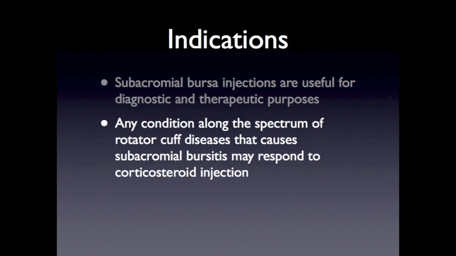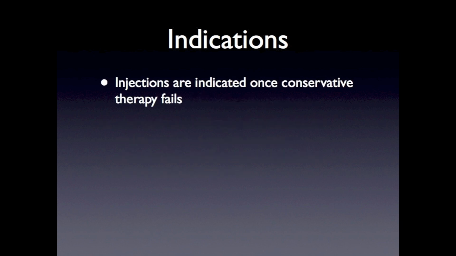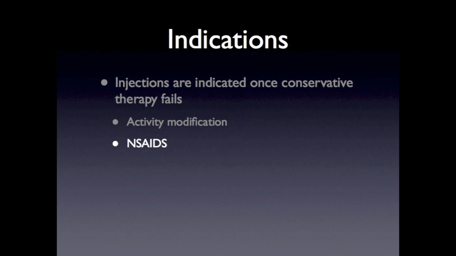Any condition along the spectrum of rotator cuff diseases that causes subacromial bursitis may respond to corticosteroid injection. Injections are indicated once conservative therapy fails. Conservative therapy includes activity modification, NSAIDs, and physical therapy.